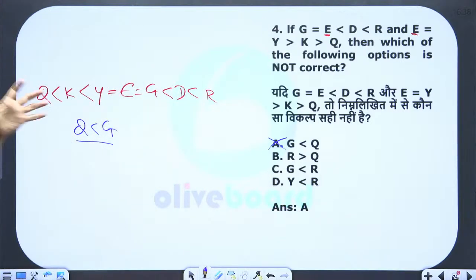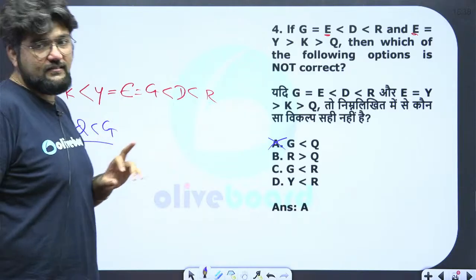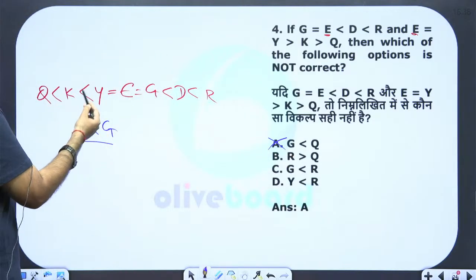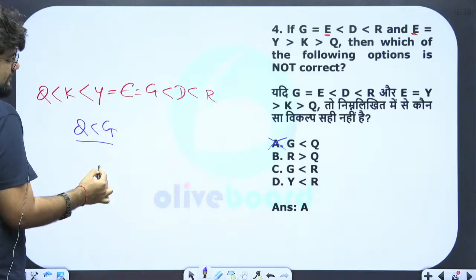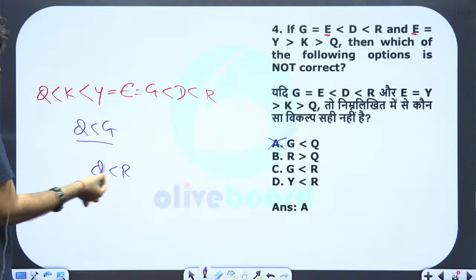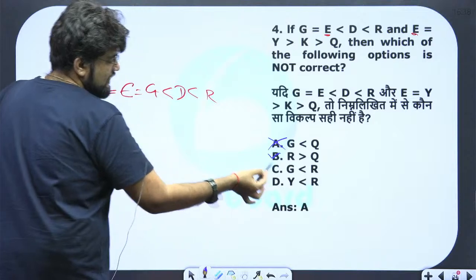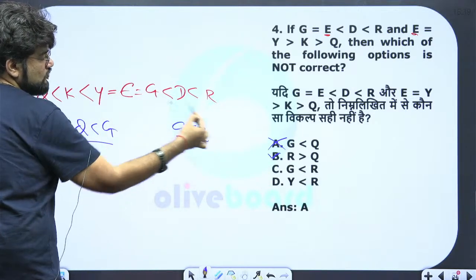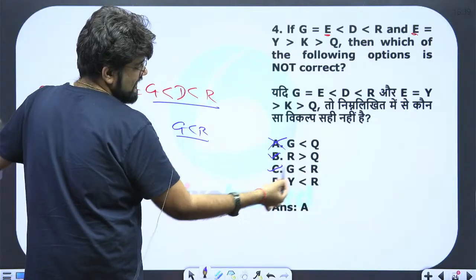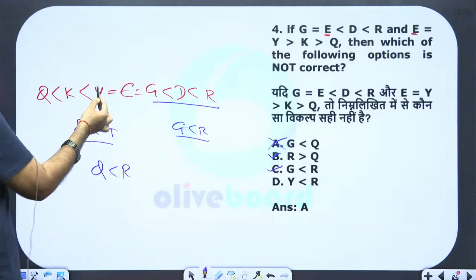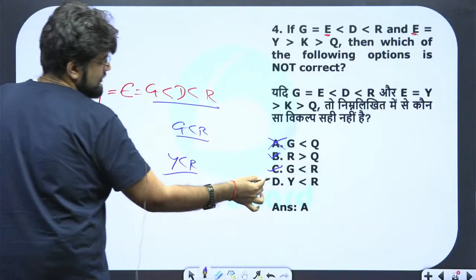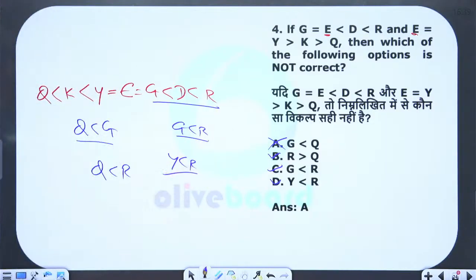Okay. Rest of them are correct. Just for your practice, I am showing you the rest of them also. R is greater than Q. So Q less equal to drop. Rest everything is same. So I will say Q is less than R. So definitely R is greater than Q. This is right. G is less than R. This is clearly visible. G is less than R. Correct. Y is less than R. Y is here equal to drop. Y is less than R. So rest everything is right. Only option A is the incorrect one.